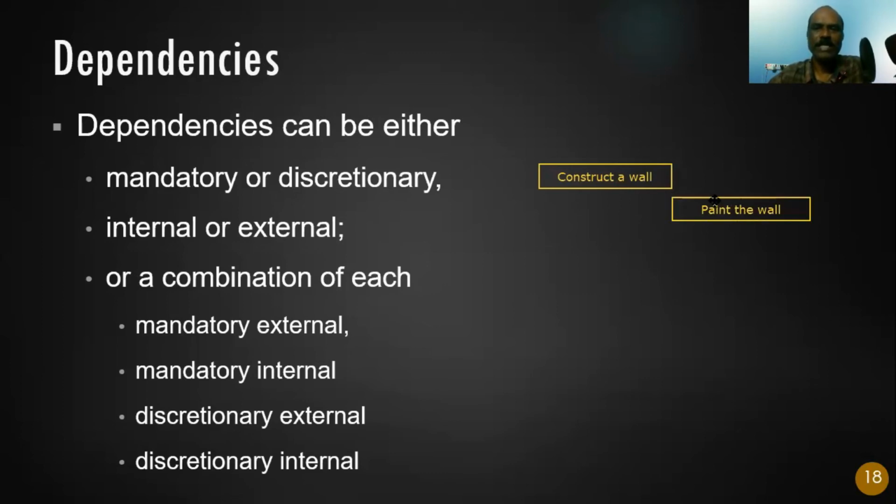So this relationship is called mandatory relationship. You cannot change it. Whether it is a new person, a junior person, or a person with 25 years experience, he cannot change it. He has to follow that. This is mandatory. The sequence has to be this way. I need to construct the wall, then only I can paint the wall. I cannot paint the wall first. If the wall is not there, I cannot paint it. This is in nature. This is inherent in the work.